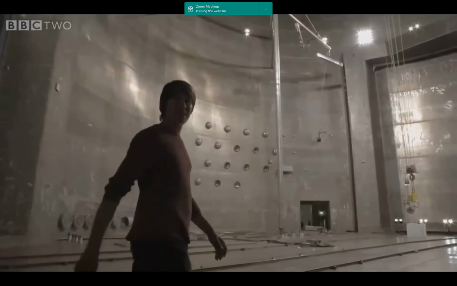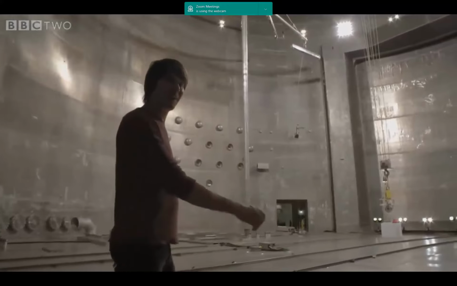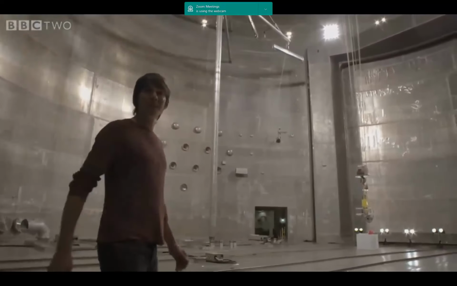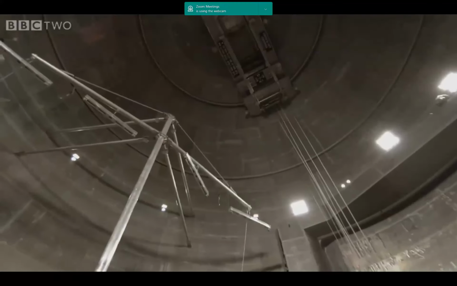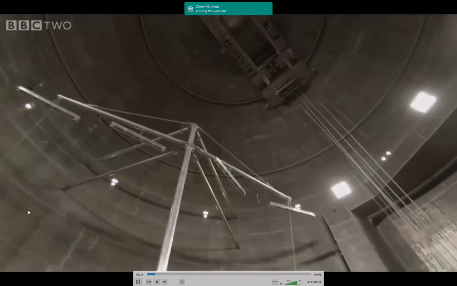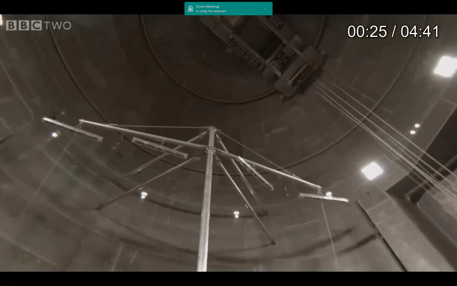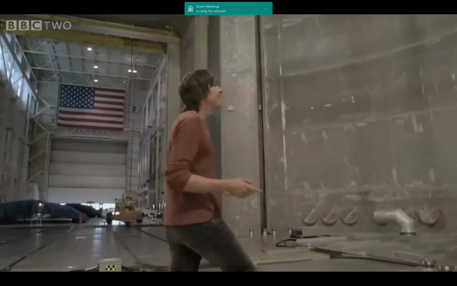This is NASA's space power facility near Cleveland, Ohio, and it is the world's biggest vacuum chamber. It's used to test spacecraft in the conditions of outer space.